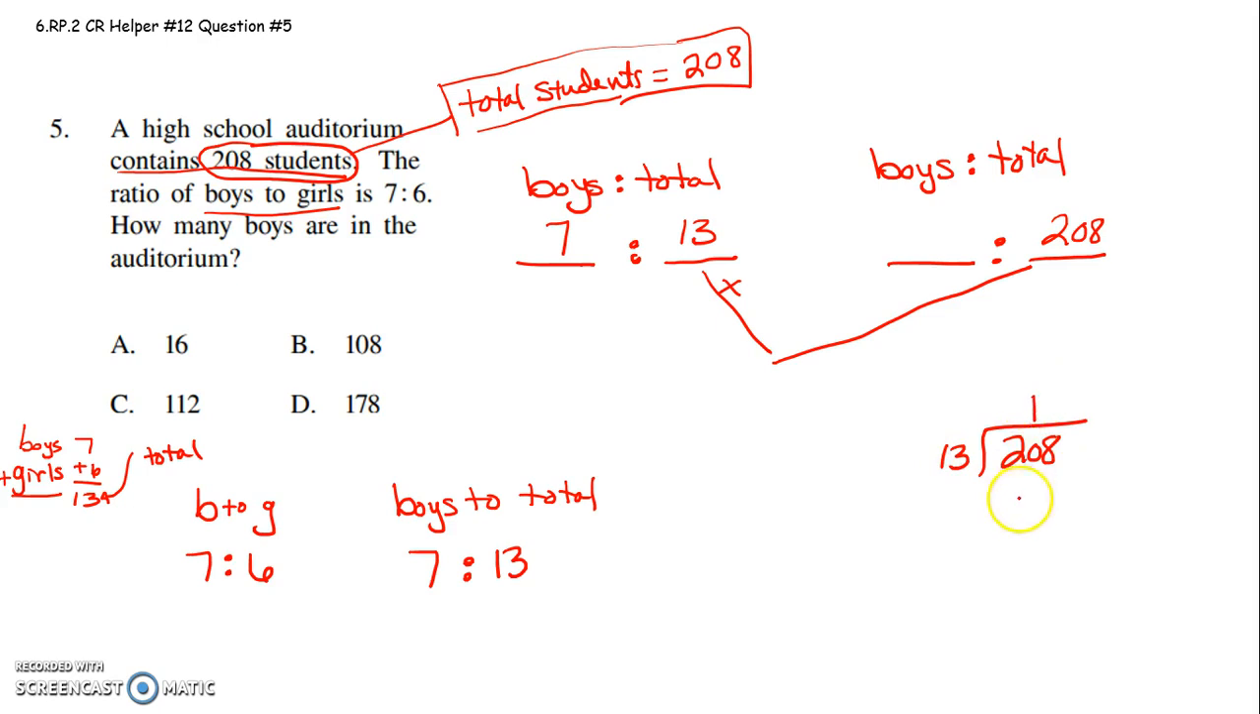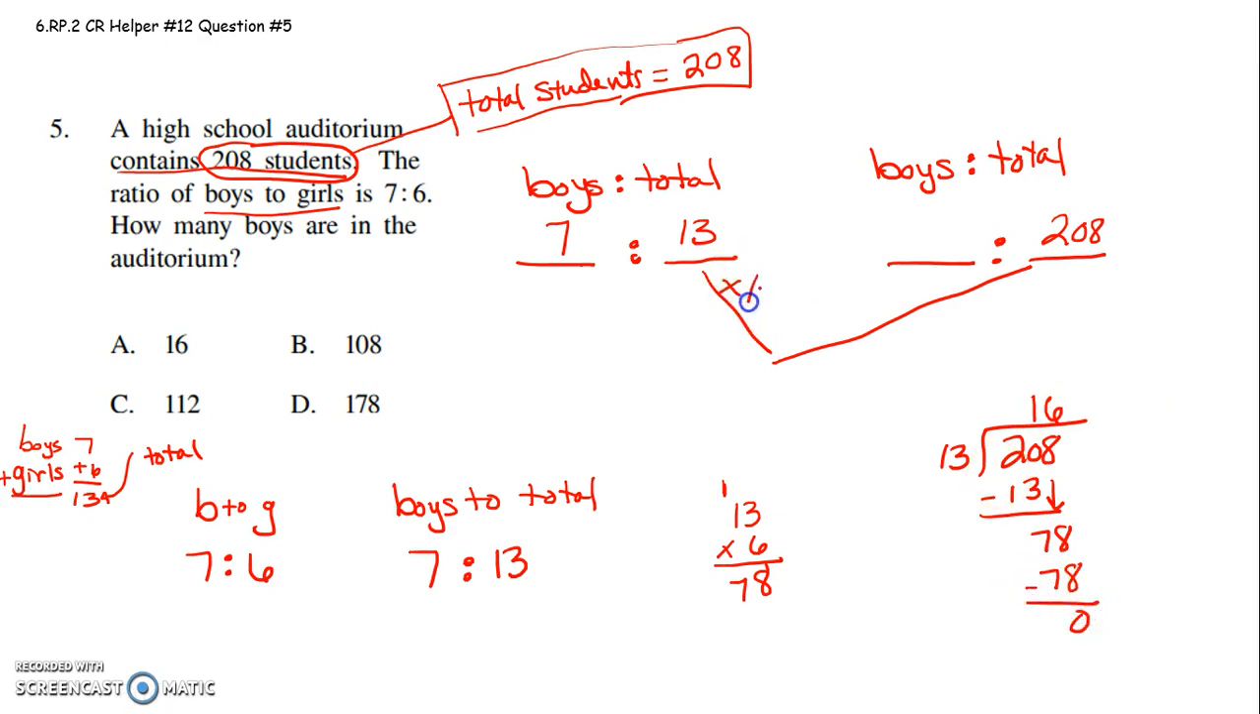13 goes into 20 once. 1 times 13 is 13. Subtract off, 7, drag down an 8. 13 into 78. What's 13 times 6? 6 times 3 is 18. Put down an 8, carry a 1. 6 times 1 is 6, plus 1 is 7. That's 78, so this is a 6. 6 times 13 is 78. Subtract off, remainder of 0.